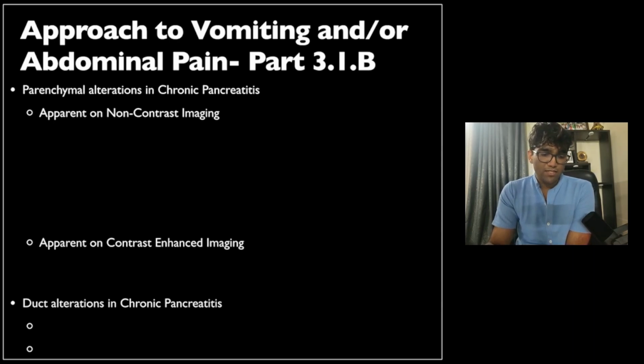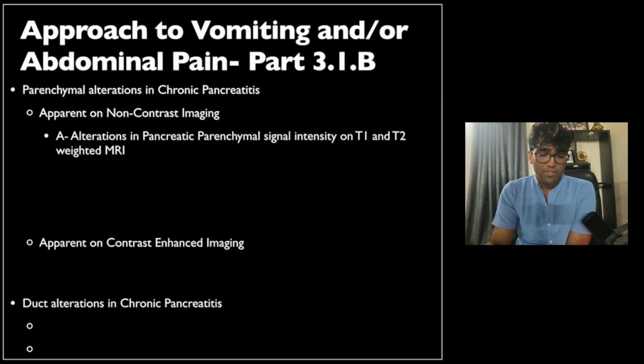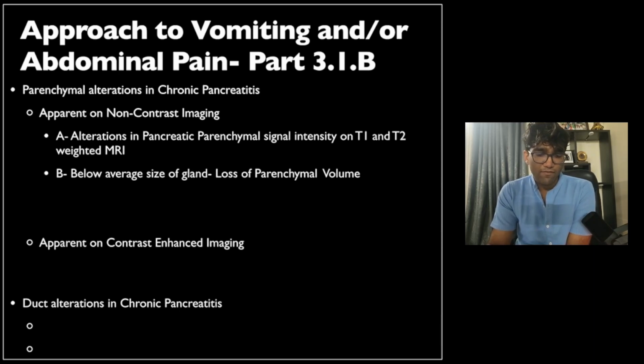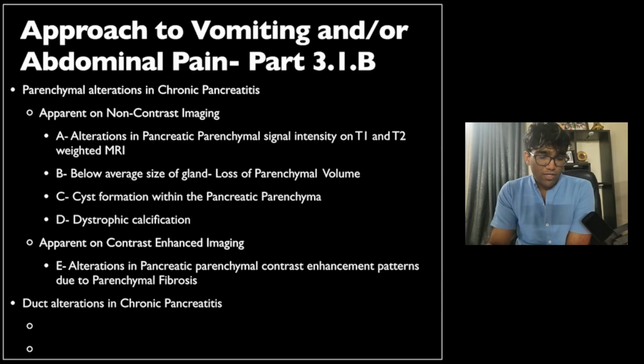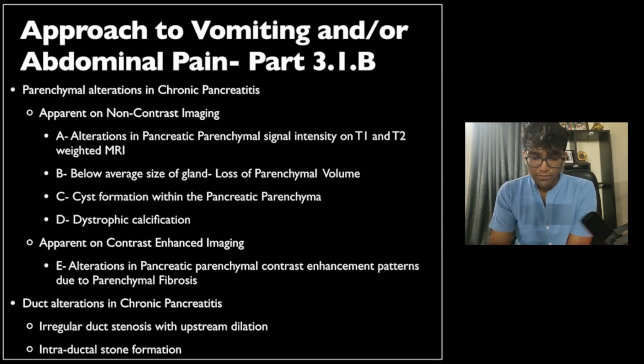So as I've just discussed, on non-contrast imaging, you may have alterations in pancreatic parenchymal signal intensity. You may have a below average size gland, that is loss of parenchymal volume. You may have cyst formation within the pancreatic parenchyma or dystrophic calcification. Similarly, on contrast enhanced imaging, you can have alterations in pancreatic parenchymal contrast enhancement patterns. This is due to parenchymal fibrosis. Next, coming to duct alterations, you can have irregular duct stenosis with upstream dilatation, and I noted that this is usually a short segment stenosis. Then you can have intraductal stone formation.